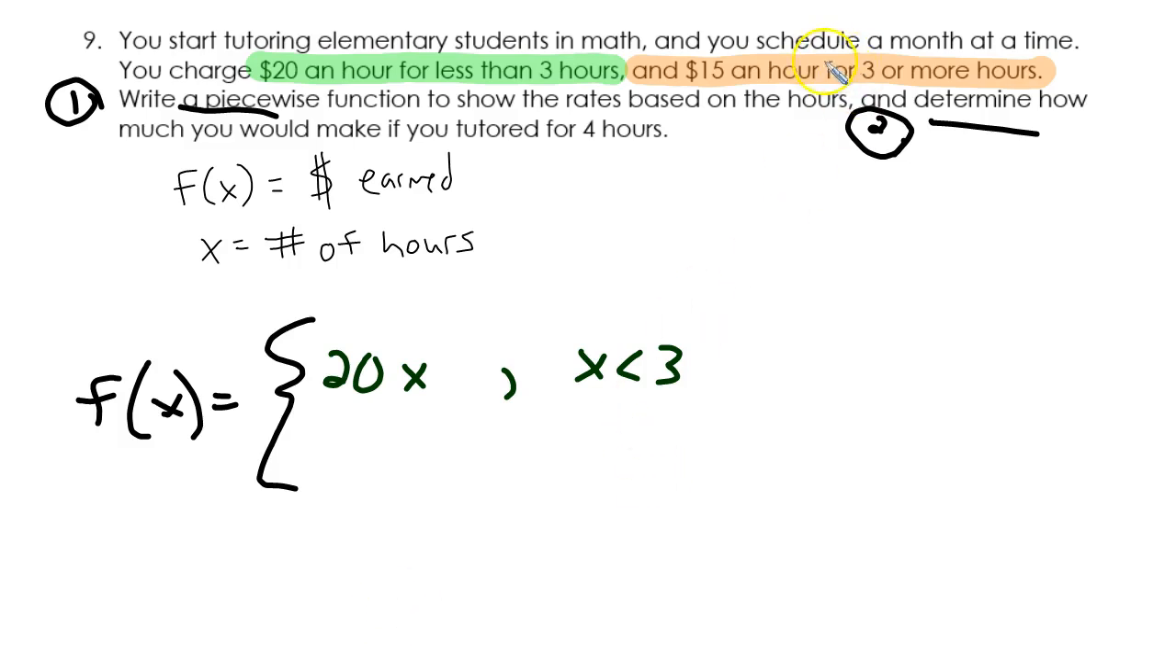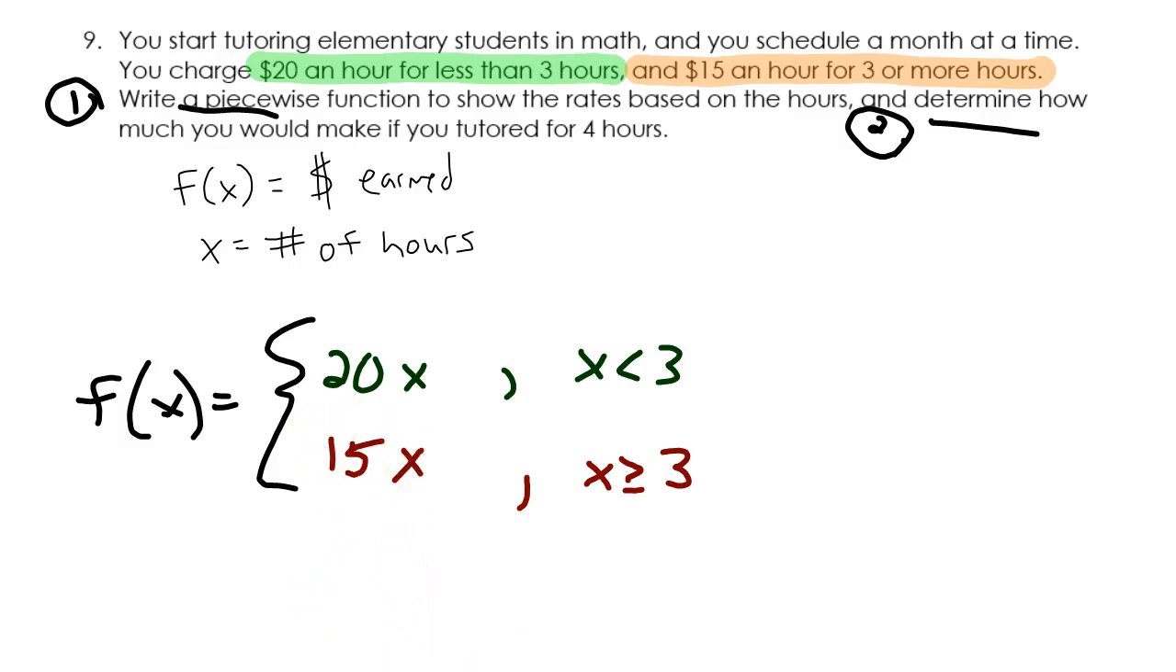For 3 or more hours, that would be x greater than or equal to 3. For 3 or more hours, we charge less. It's $15 times the number of hours. So 3 hours would be 3 times 15.